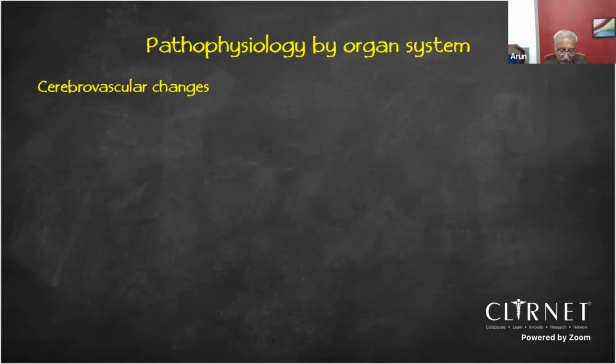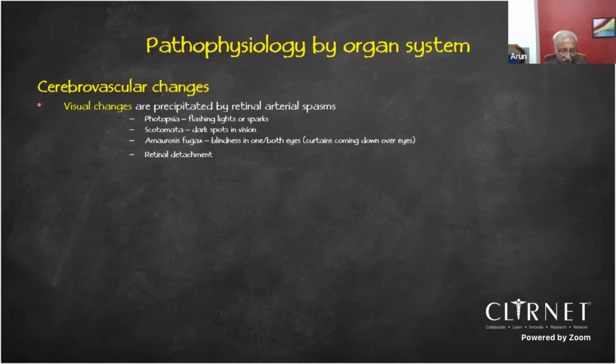If we understand again by organ system, cerebrovascular changes also occur. Visual changes occur. There is photopsia, which means we have floating lights or sparks which appear in front of the eyes. Dark spots in the vision are what we call scotomata. Amaurosis is blindness in one or both eyes, like it feels like some curtain is coming down on your eyes. And then there can be retinal detachment if the disease is severe.